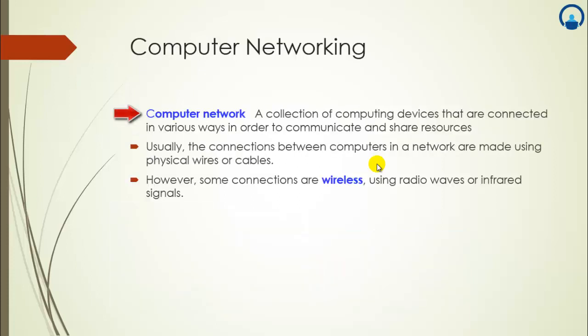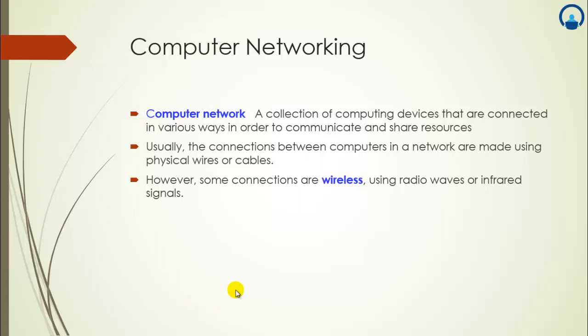Now coming to computer network. What is a computer network? A computer network is basically a collection of computing devices that are connected in various ways in order to communicate and share resources. Now what do you mean by that? If you are in an office and you want to share something, how will you share it? You will connect your 2 to 3 laptops or personal computers to some devices through which your data will be transferred. These connections or these devices are the network devices.